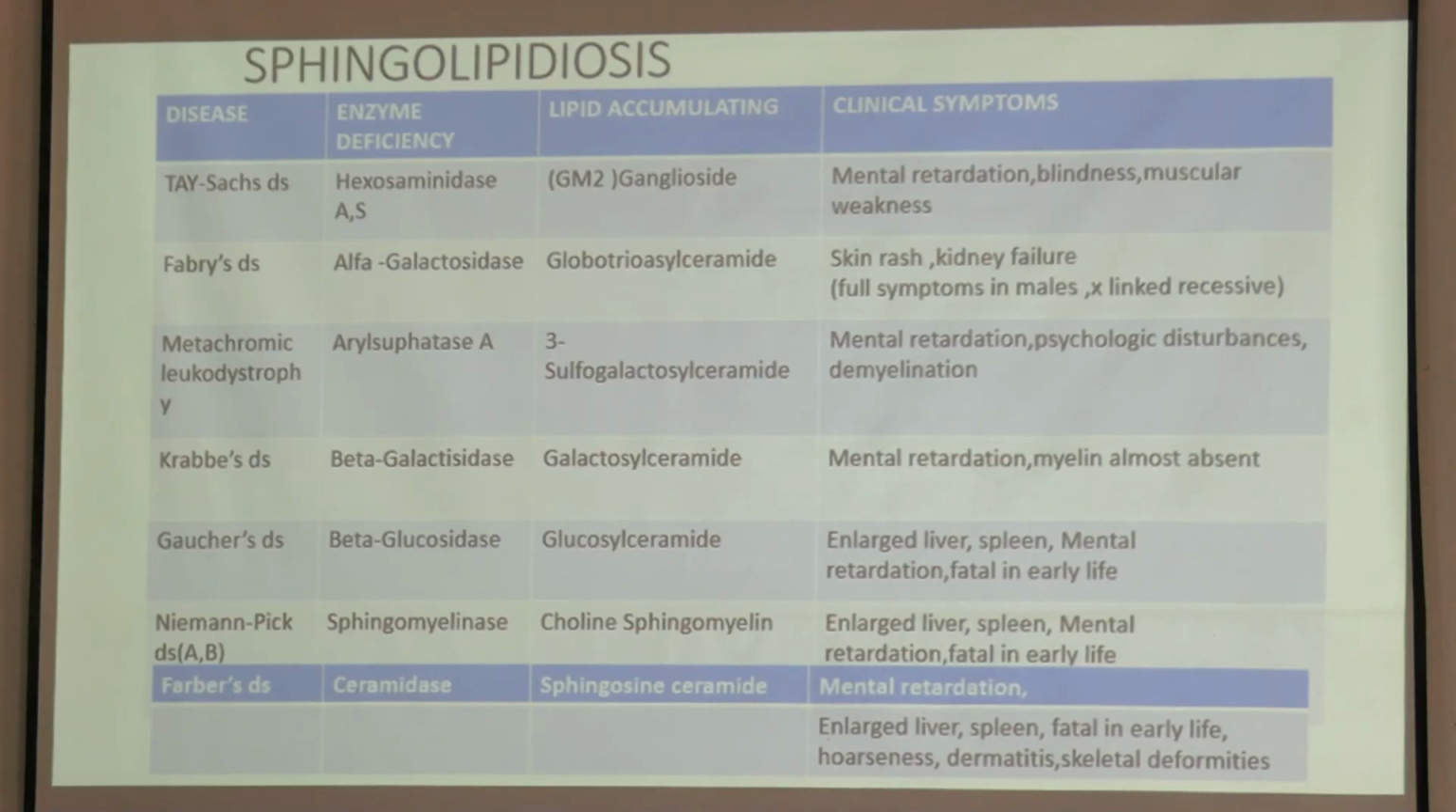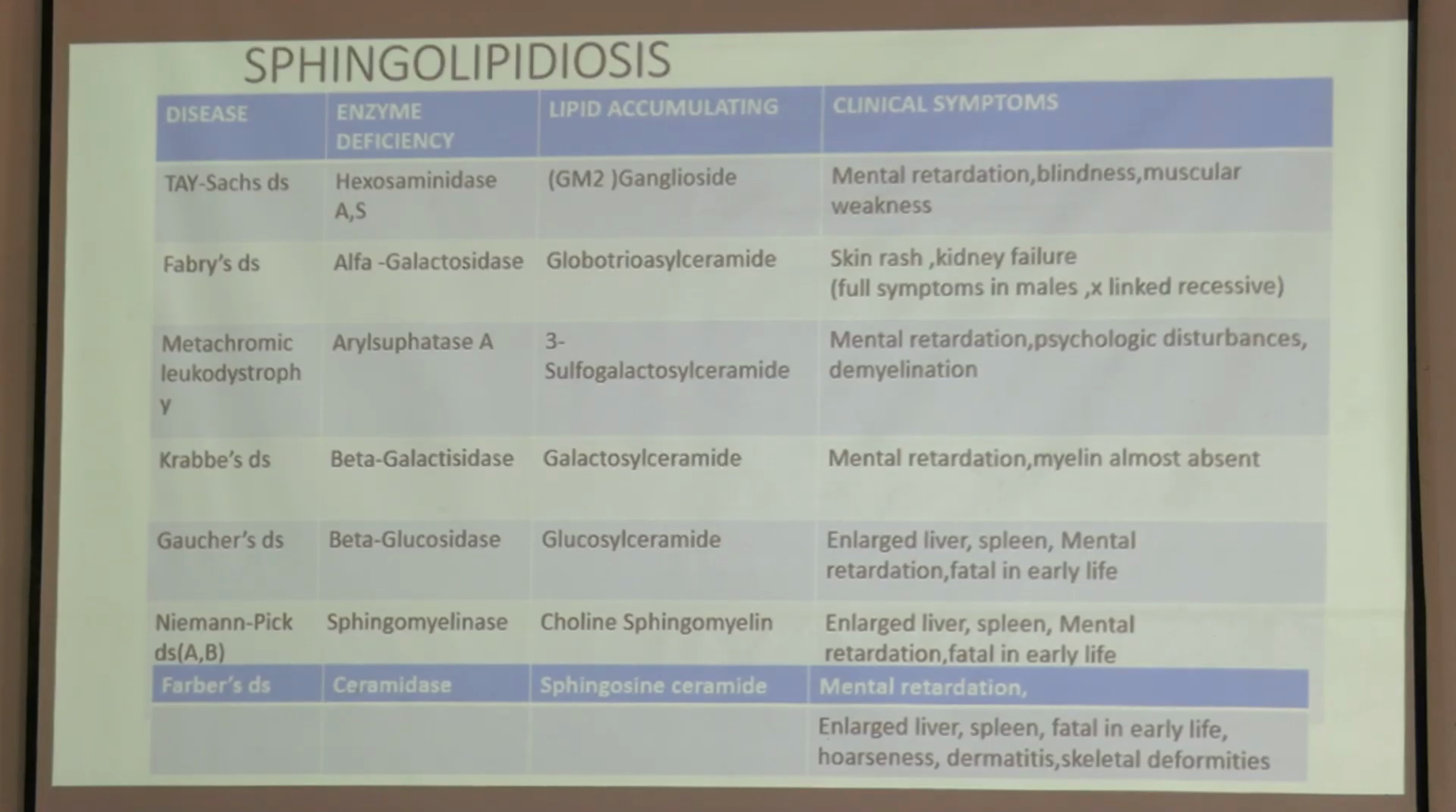So, Tay-Sachs disease: the enzyme deficiency is hexosaminidase A and S. Lipid accumulating is GM2 ganglioside. Clinical symptoms are mental retardation, blindness, muscular weakness. In Fabry's disease, there is enzyme deficiency of alpha galactosidase. Lipid accumulating is globotriaosylceramide. Clinical symptoms are skin rash, kidney failure, full symptoms in males, X-linked recessive.